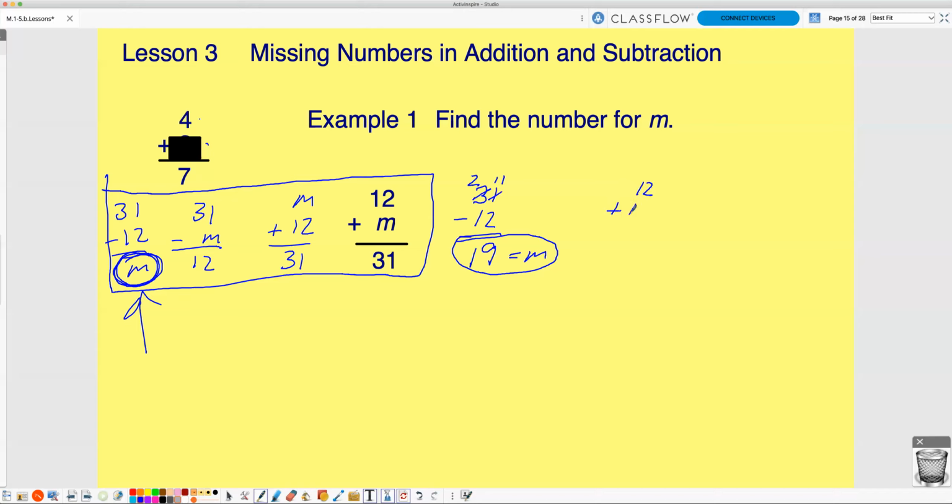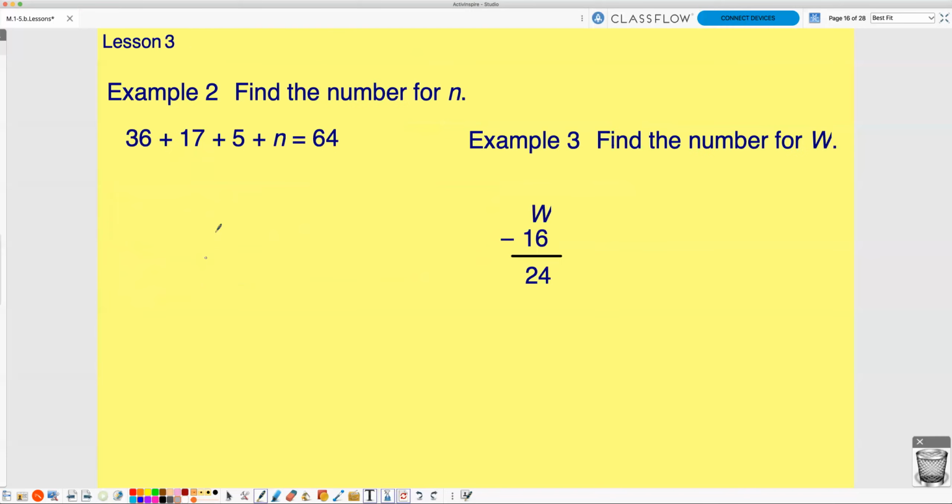plus 19 and see if it'll add up to this 31. And here's 11. I'm going to carry the 1, and 1, 2, 3. Perfect. That is correct. All right, moving right along here.